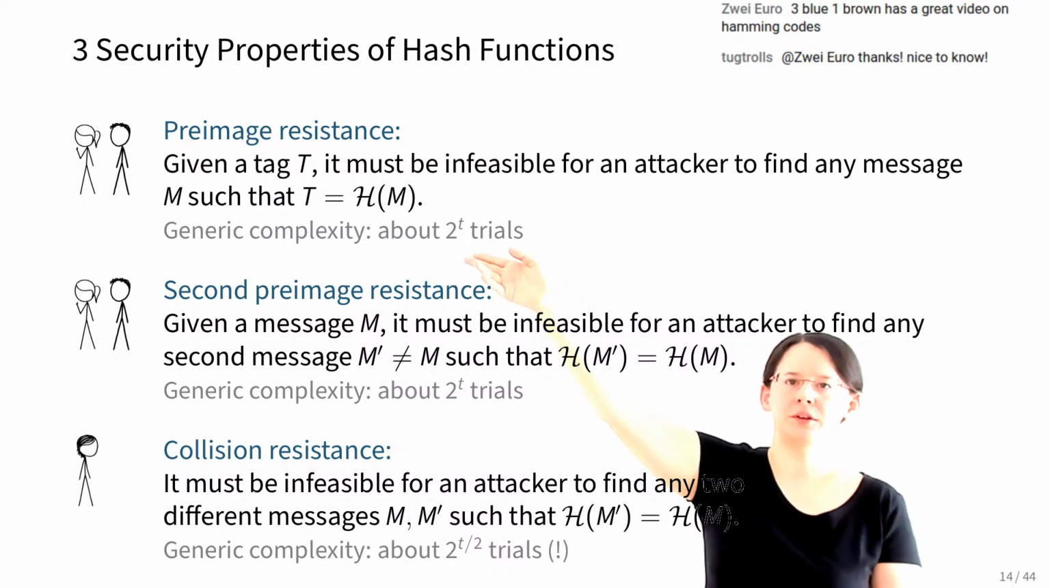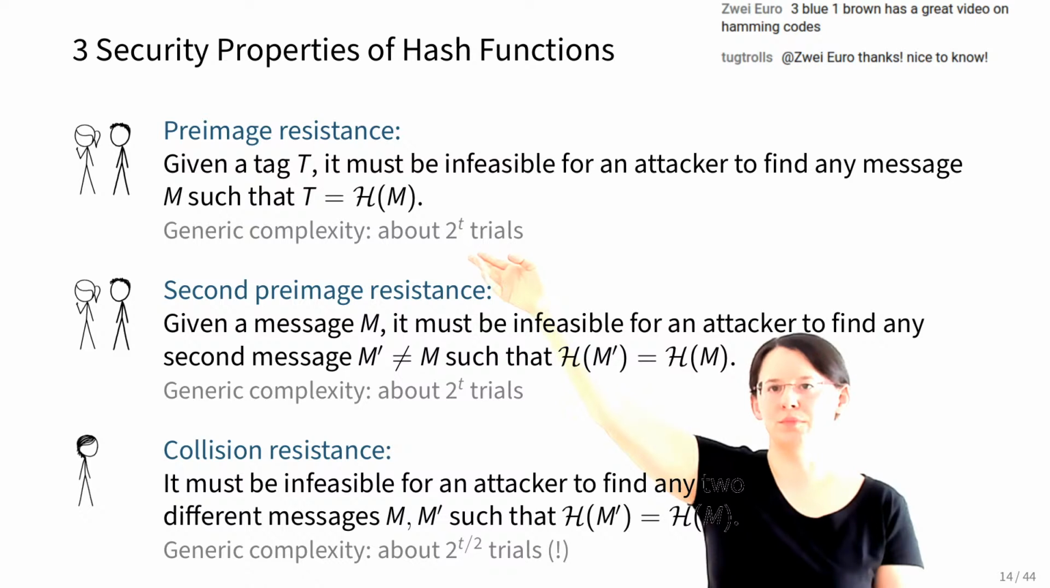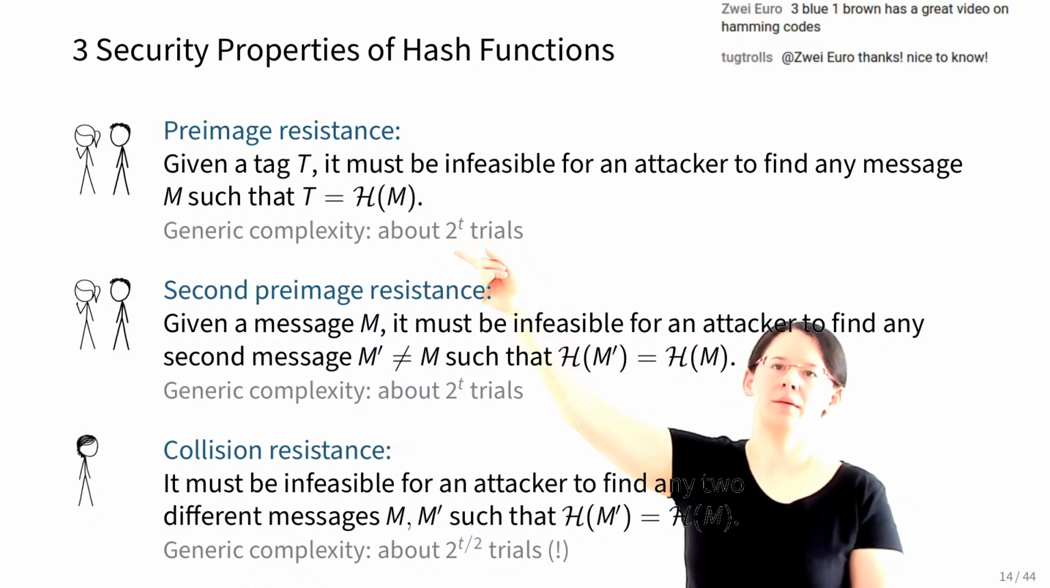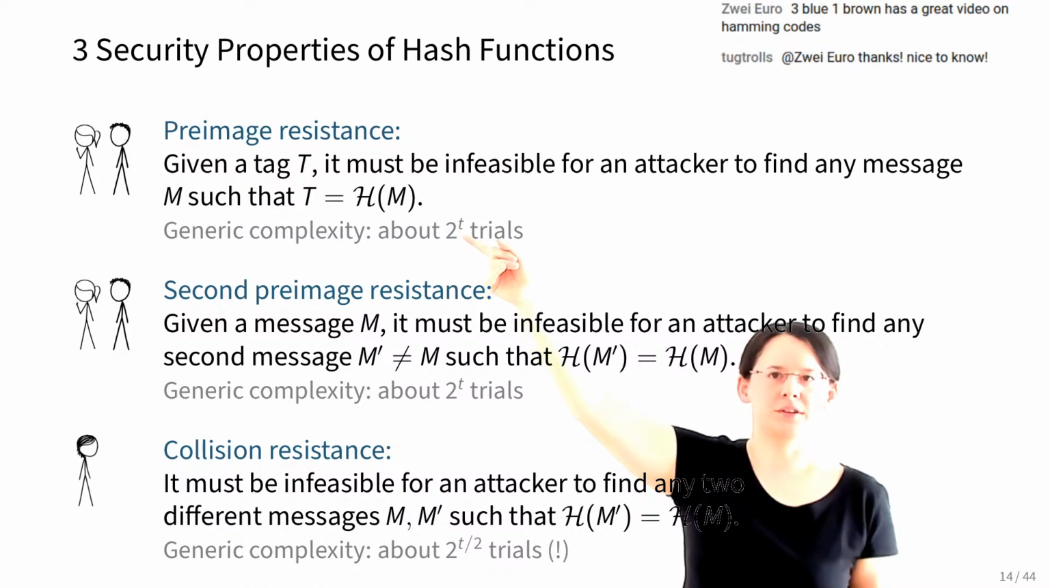So finding a pre-image is not impossible. It usually just costs way too much. This means the value t, the size of the hash value, must be chosen large enough to protect against this attack.